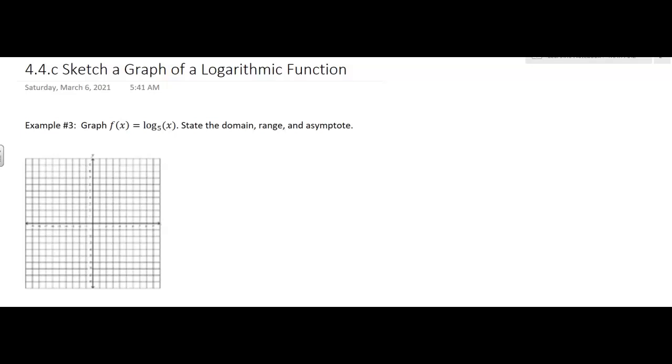Okay, so this is a great example. They want us to sketch a graph of a logarithmic function. And so you can see here the base is not 2. So I'm going to change this to y equals log base 5 of x. Then what I'm going to do is write it in exponential form. So I'm going to write base 5 to the power of y equals x.